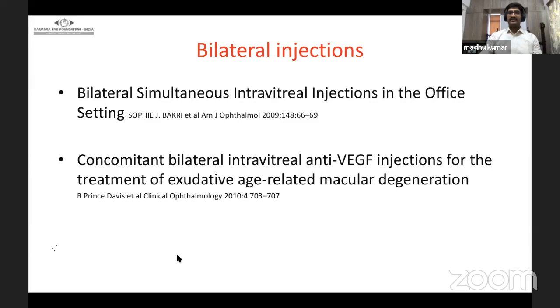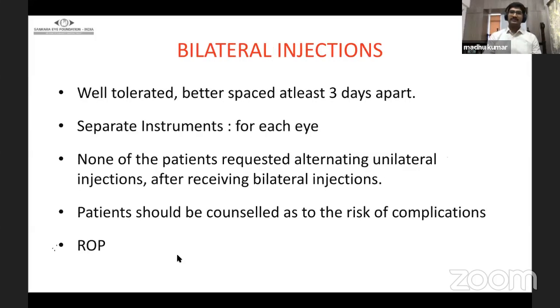Coming to bilateral injections, can we give them in the same sitting? Again, there is evidence that these are tolerated well in the Western literature, but the AIOS VRS recommendation says, unless it is dire necessity, it's better to postpone these injections by at least 3 days apart. When we give them in the same sitting, we need to make sure that separate instruments are used for each eye. Most of the patients accepted it well, because in the Western world, logistics is important, the manpower spent in bringing the patient to the hospital, and so on. So they preferred bilateral injections, and whoever received bilateral injections did not opt for unilateral injections afterwards. The patient should be counseled about the risks and complications.